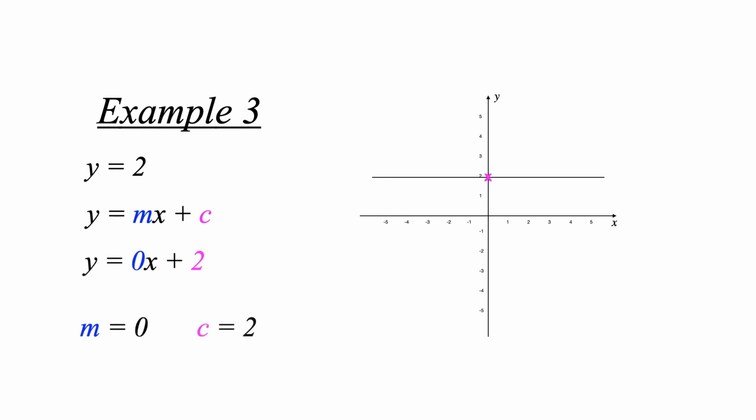Incidentally, it's a horizontal line, because if the line is y = 2, that's the same as saying for all values of x, y will equal 2. So if x equals 1, y equals 2. If x equals 2, y equals 2. And plotting this on a graph results in a horizontal line through 2 on the y-axis.